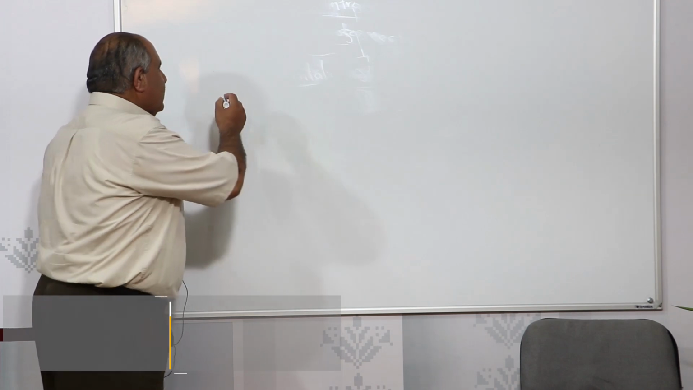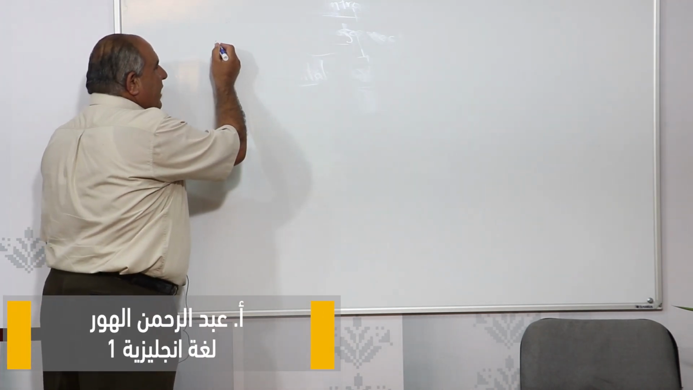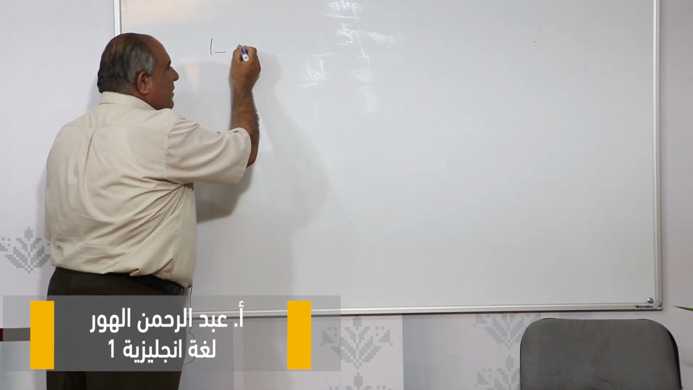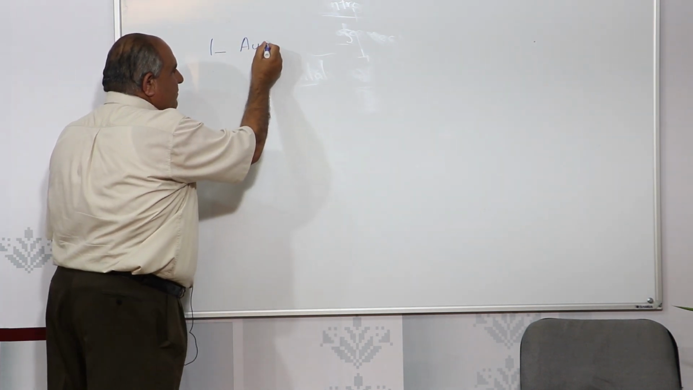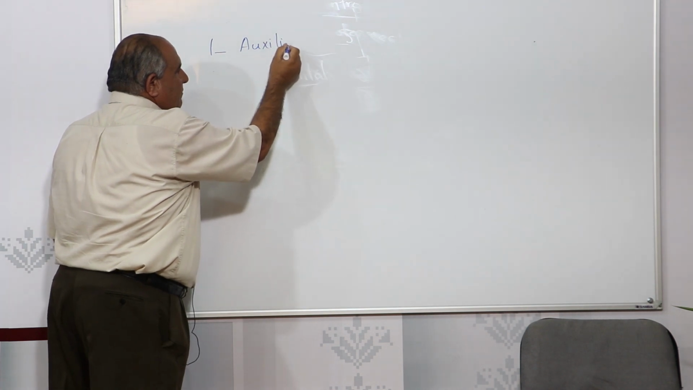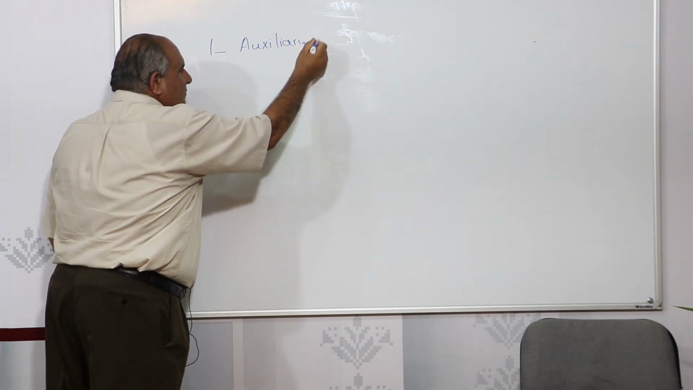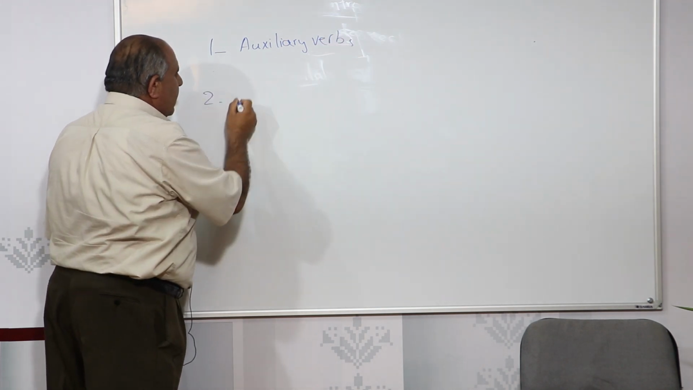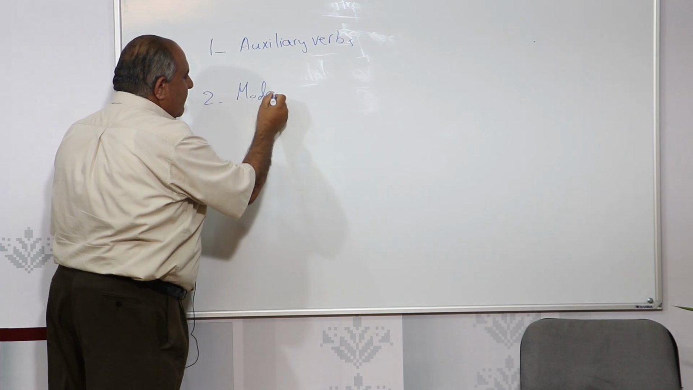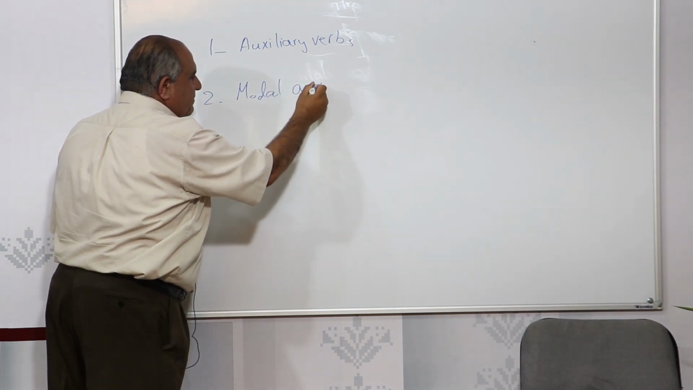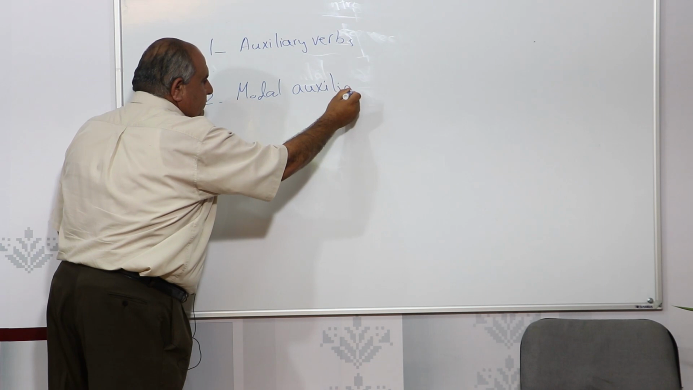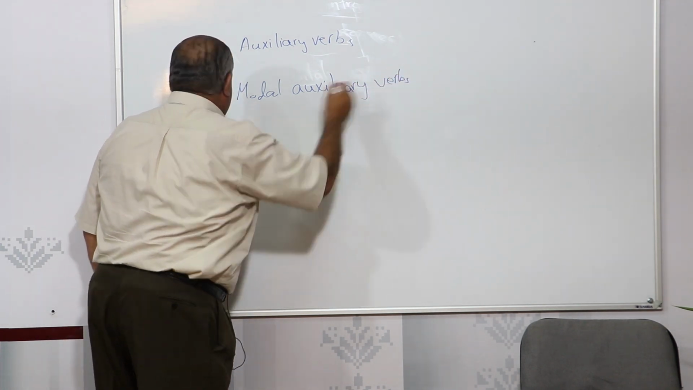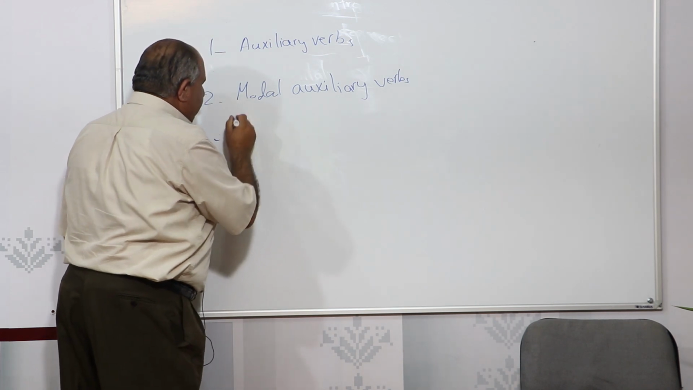Number one, verbs divide into three kinds. Number one is called auxiliary verbs. Number two is modal auxiliary verbs. Number three, full verbs.